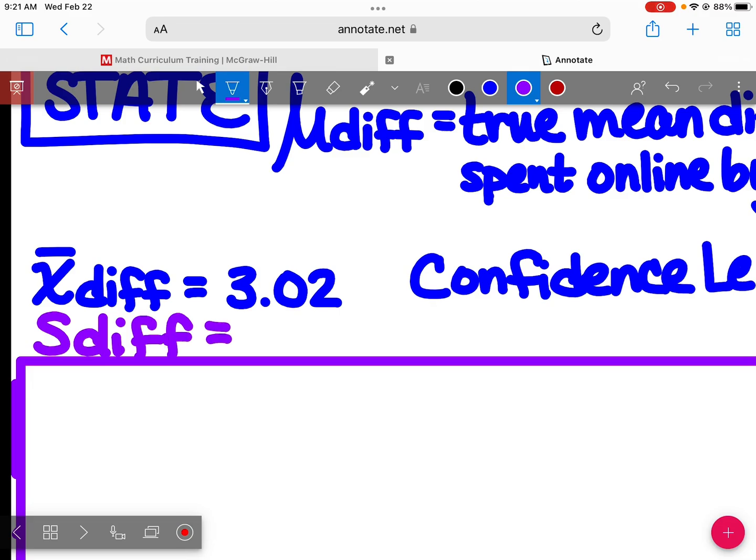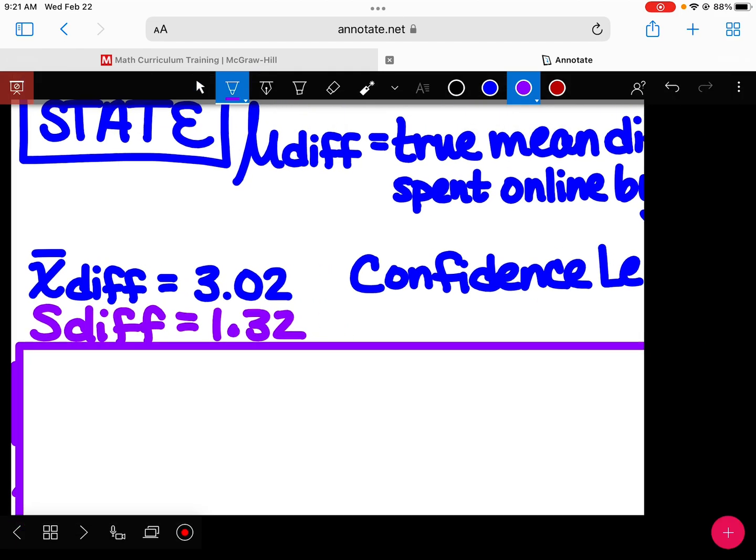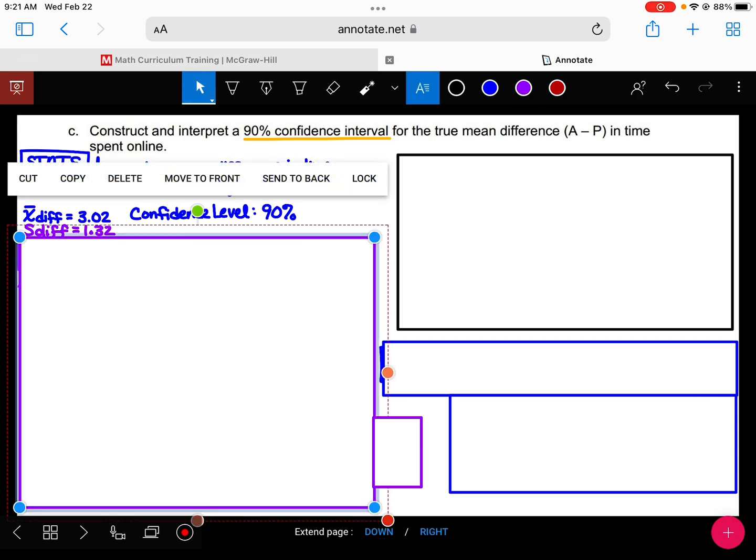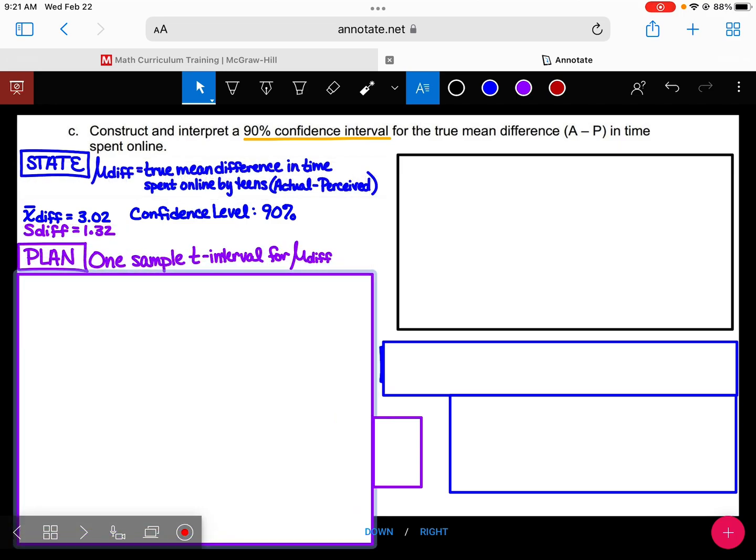Of 1.32. What do we need in the plan step? We need the name of the procedure. What's the name of this procedure that we're going to be using? Yes, one sample t interval for mu diff.